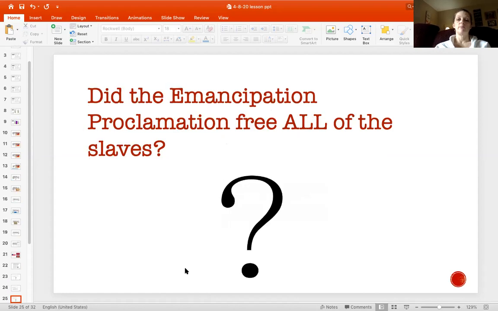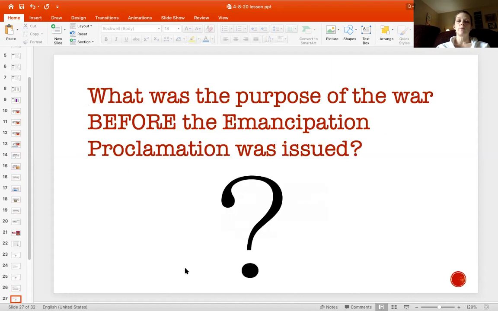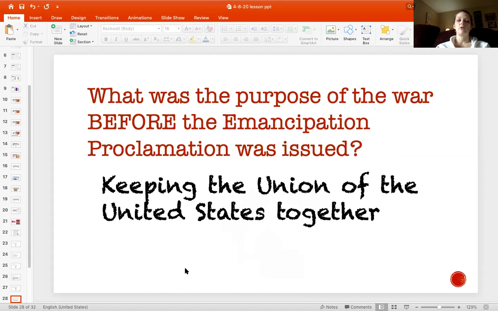Did the Emancipation Proclamation free all of the slaves? No, it did not free slaves in the border states of Maryland, Kentucky, Delaware, Missouri, or Tennessee. What was the purpose of the war before the Emancipation Proclamation was issued? What was it Lincoln was wanting to do with the war? He wanted to preserve something. He wanted to keep the Union of the United States together.